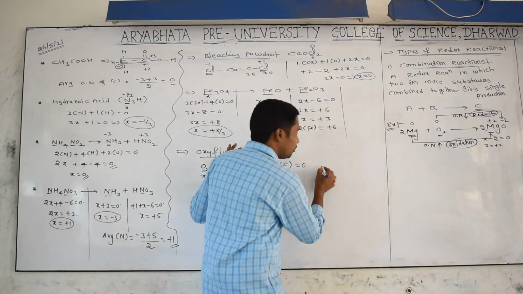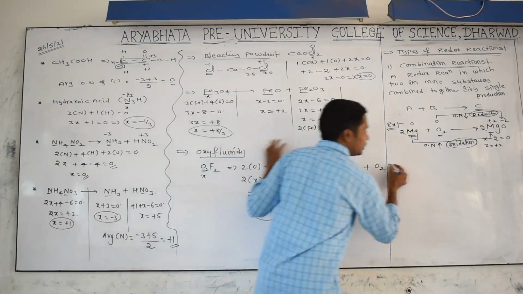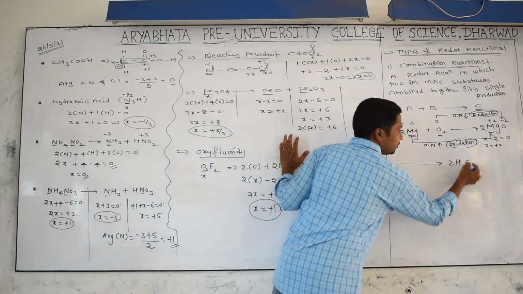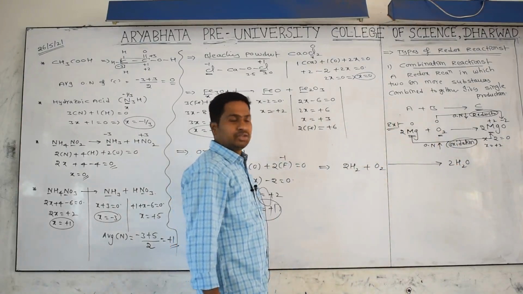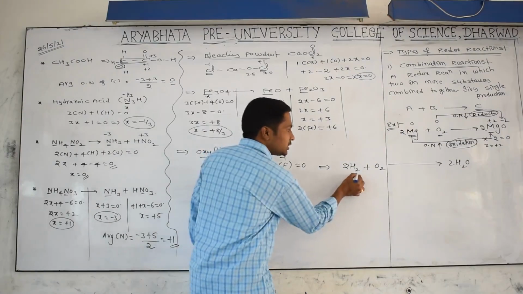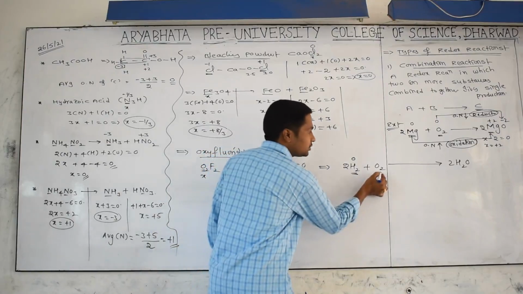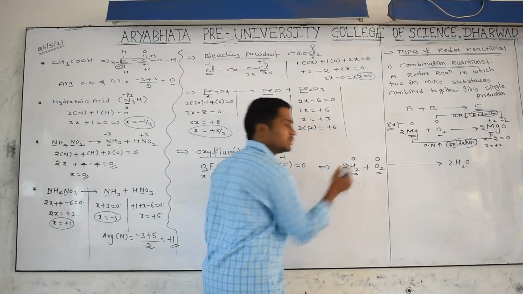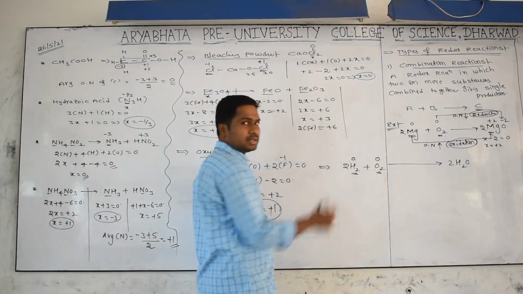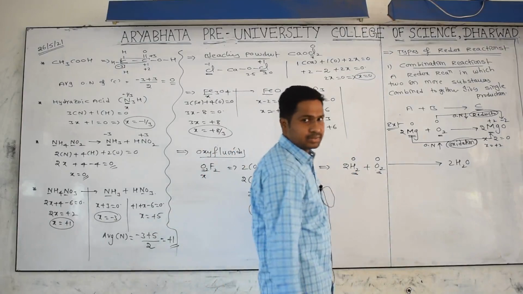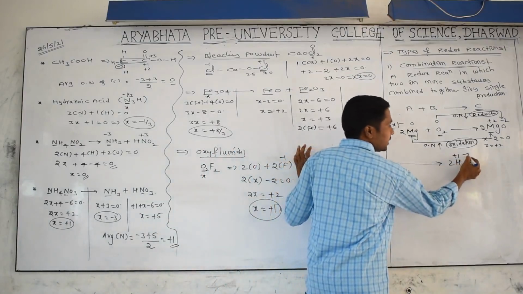I will tell you one more example. Look carefully: 2H2 plus O2 gives 2H2O. The water formation is also a redox combination reaction. You know very well, hydrogen is in elementary form, so its oxidation number is 0. The oxidation number of oxygen is also 0 because it is in elementary form. How can you prove that? 2 oxygens: 2x equals 0, then x equals 0. I already told you in yesterday's class. Commonly, hydrogen is +1 and oxygen is -2.